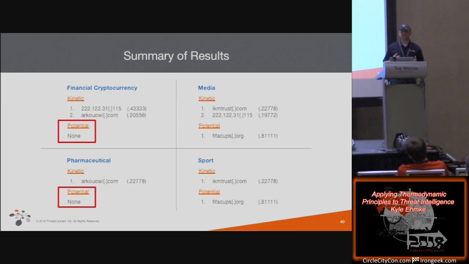We also see that within these results, there are no potential energy scores for the financial or pharmaceutical organizations. If I go through this analysis for a number of our sources and don't have any potential energy scores, that is something that can feed our collection requirements. Maybe we want to pursue a different source that focuses on identifying suspicious indicators associated with our adversaries' tactics.